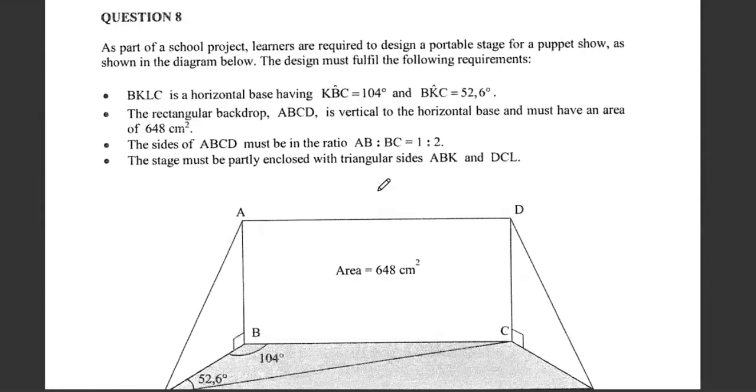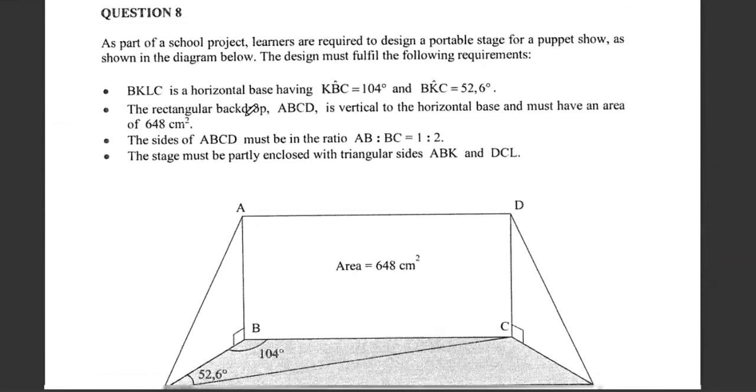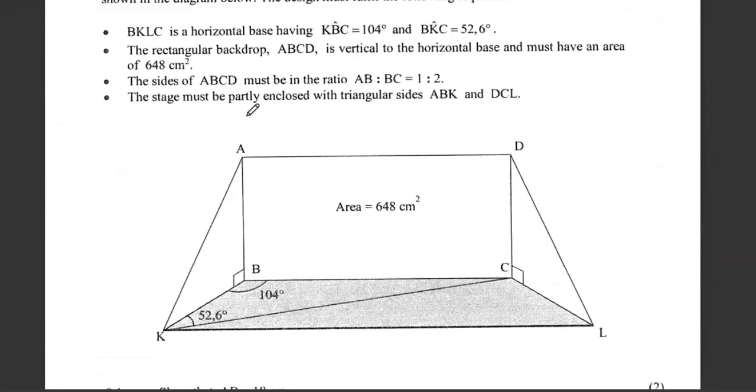Okay, question number 8. They're telling us that as a part of the school project, learners are required to design a portable design for a puppet show as shown in the diagram below. The design must fulfill the following. The horizontal is 104, that angle is 52.6, the rectangular block is all of that, and then the ratio is that much. So what do they want us to do?